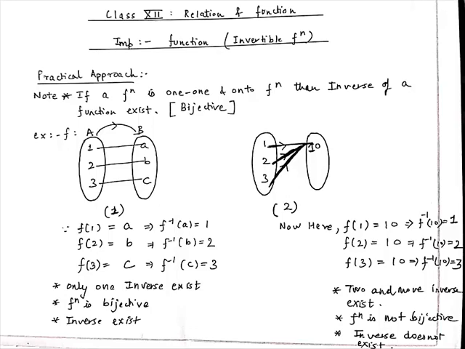So in this Venn diagram, an inverse exists, meaning the function is bijective. So if it is bijective, then its inverse exists. Now in our second Venn diagram, in set A we have 1, 2, 3, and in set B we have only 10.